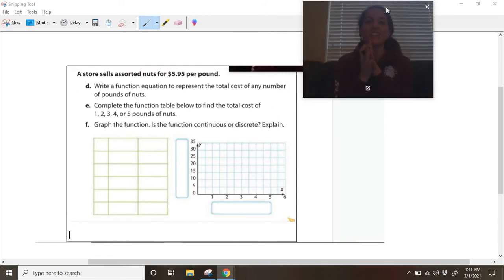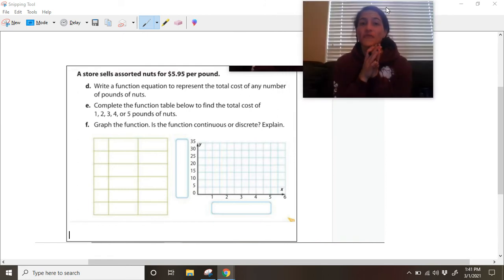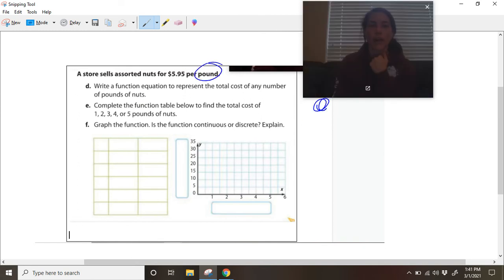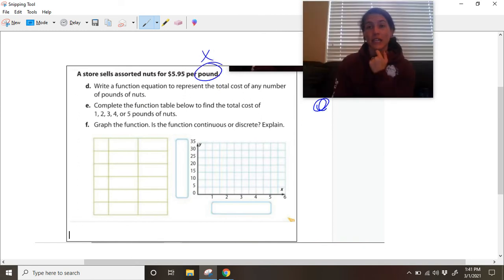Now, a store sells assorted nuts for $5.95 per pound. Again, I think I mentioned this in class, but just in case I didn't: per pound, that is our X. That's going to be your X variable. In this case, we might use a different variable, but per pound. So $5.95 per pound. That's your domain.